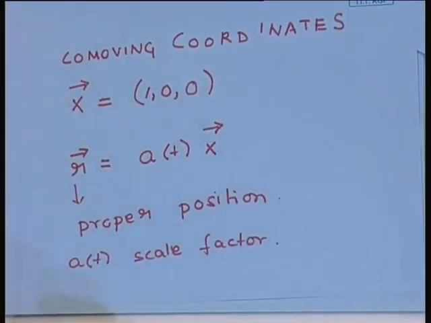So, this is a coordinate system which is expanding with the galaxies. We have a picture where the galaxies are moving away from one another, and we have a coordinate system which is expanding with these, fixed with these galaxies, called the comoving coordinate system.